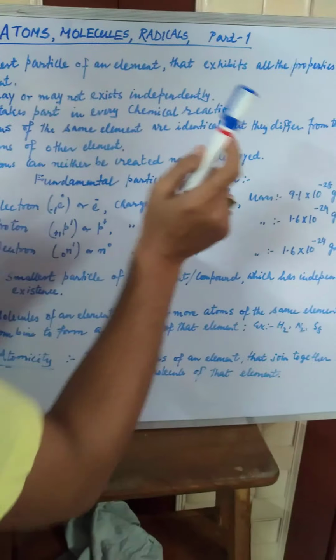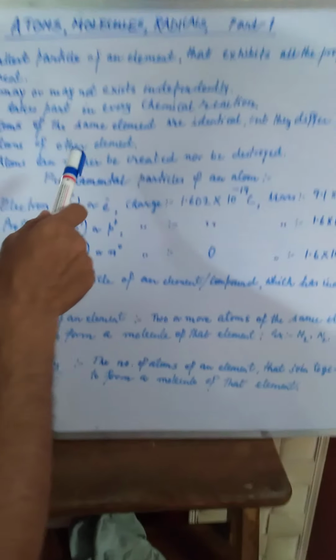Atoms can neither be created nor be destroyed. Now it is established in the world, it is proved that atoms can be created and atoms can be destroyed, and that they are not indivisible. You will learn later about the property of elements called radioactivity, where you will see that atoms can be created or destroyed. When you learn about radioactivity in higher classes, you will learn that atoms can be created and atoms can be destroyed.